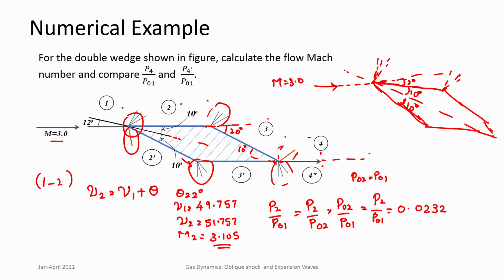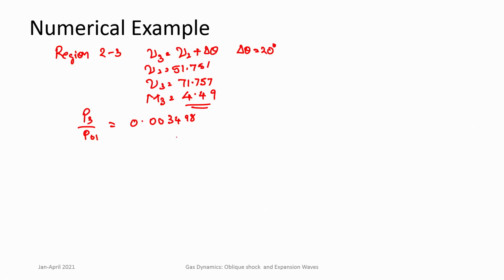Now, the flow has totally deflected by 2 degrees and 20 degrees. And at the end, at the trailing edge, the flow returns back to the angle 0, the free stream angle. So, the flow has to turn towards itself by 22 degrees. So, for region 3 to 4, the flow deflection theta is 22 degrees towards itself. So, it forms an oblique shock.